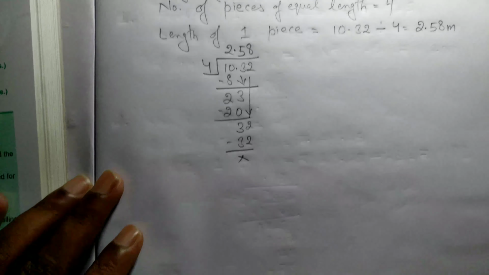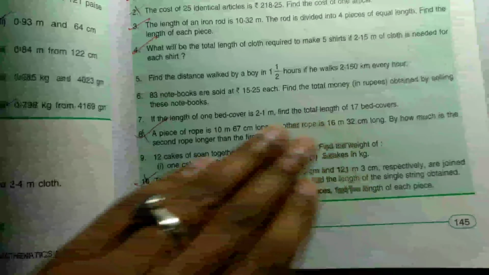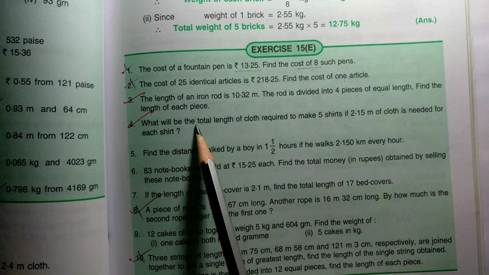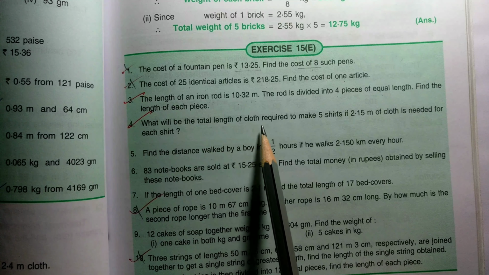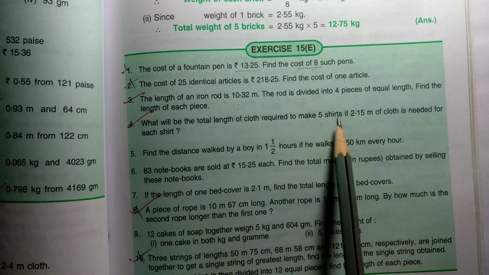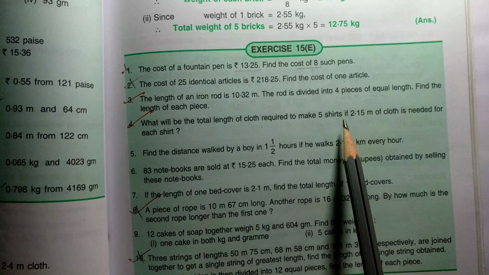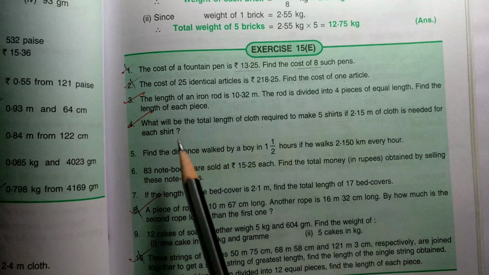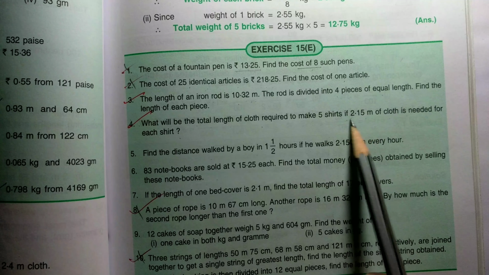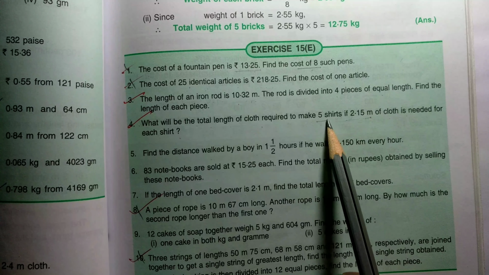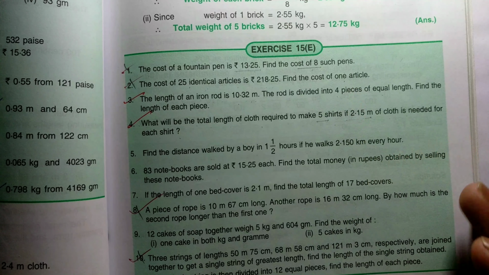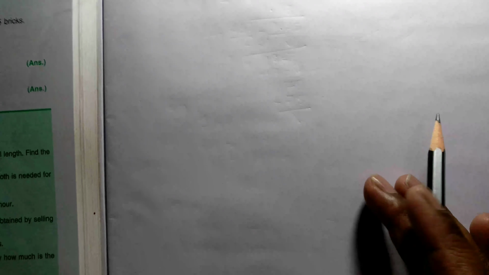Okay, let us do the next one, number 4. Question reads as: what will be the total length of cloth required to make 5 shirts? We are making 5 shirts. If 2.15 meter of cloth is needed for each shirt, that means to make one shirt we need this, right? So obviously to make 5 shirts I need more. So I'm supposed to multiply like number 1, right? So let's solve this number 4.